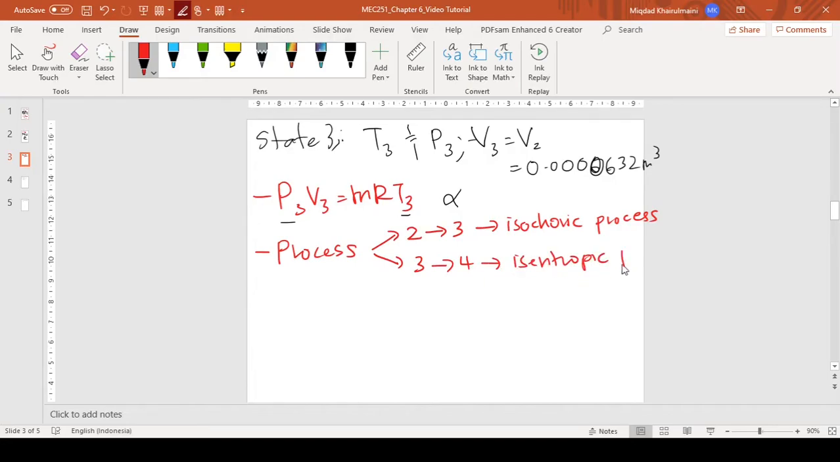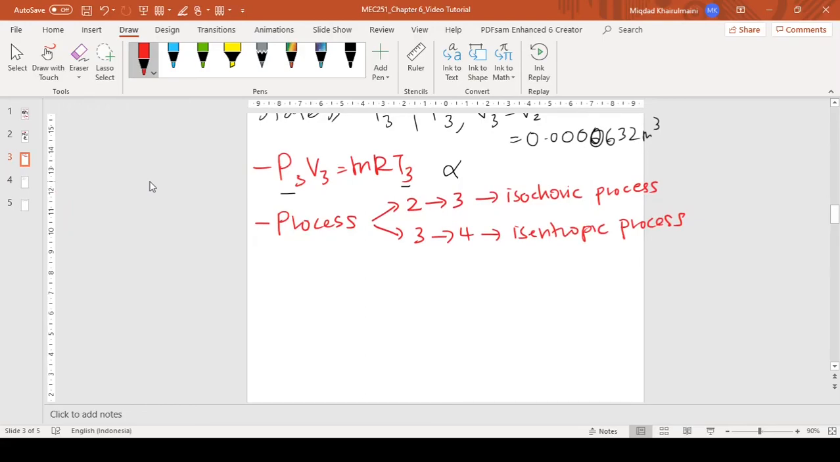So we can choose either one. We can try to solve using the isochoric process first. If cannot, then we can try for the isentropic process. Which one is easier? If we understand properly the question, let's try, for trying sake, from process 2 to 3. Let's just check the isochoric process.